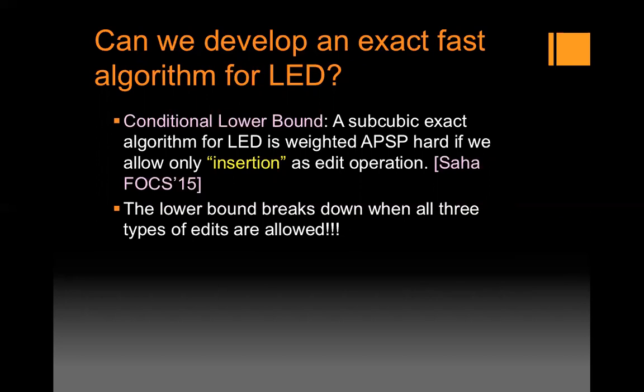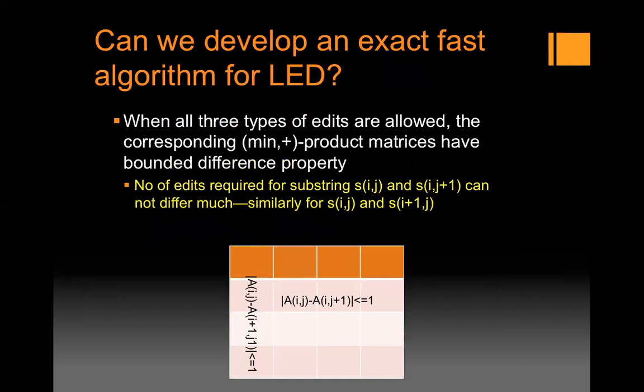But when I was trying to design lower bounds allowing insertion, deletion, and substitutions, I miserably failed. And then we started thinking about what's happening, and we basically discovered that when you have all these different types of edits, insertion, deletion, and substitutions, then the underlying min-plus product matrices tend to have very nice structure. So if you look at the scores in adjacent rows or adjacent columns, you can show that this difference in the scores is bounded. In fact, their difference could be at most 1.